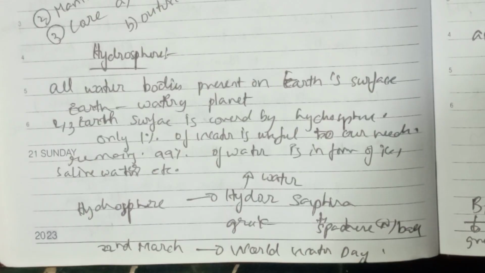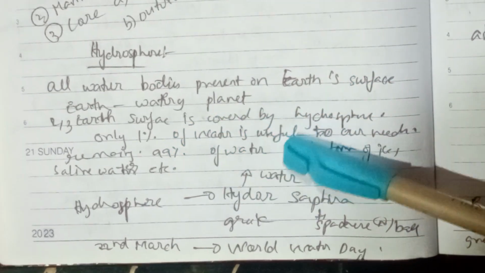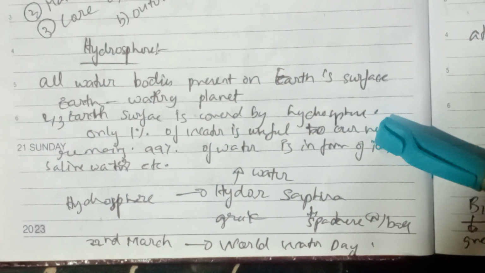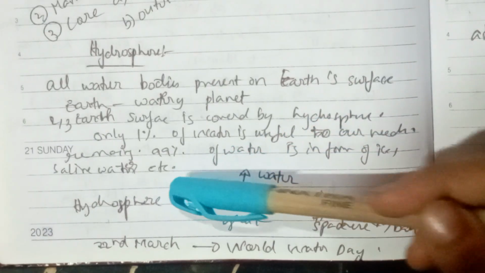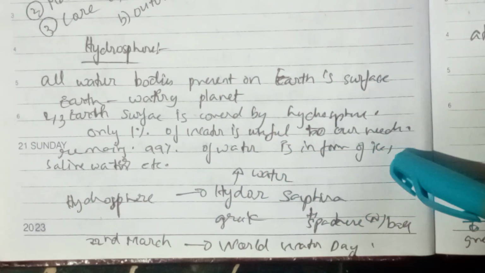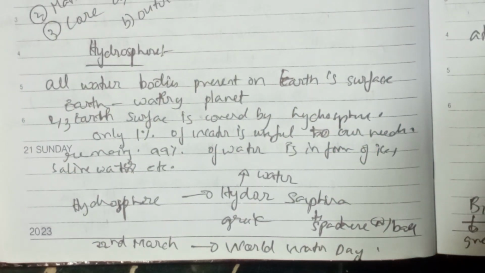Hydrosphere: all water bodies present on Earth's surface, and Earth is known as the watery planet. Two-thirds of Earth's surface is covered by the hydrosphere. Only 1% of water is useful to our needs. The remaining 99% of water is in the form of ice, saline water, etc., which cannot be used.